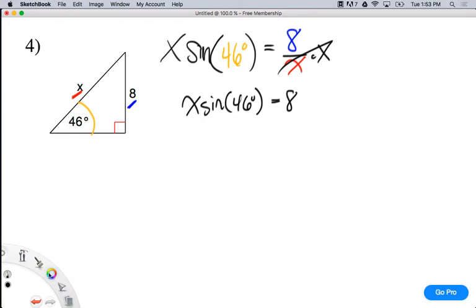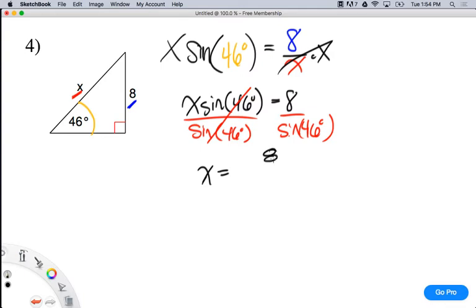You could be writing on your homework as I do this. What do I do now? I got to get x by itself, right? How do I do it? I divide by sine of 46 degrees. Right? That cancels out, and I'm left with x equals 8 over sine of 46 degrees, right? Does that make sense to you guys? But now the question is, how do I get the sine of 46 degrees?